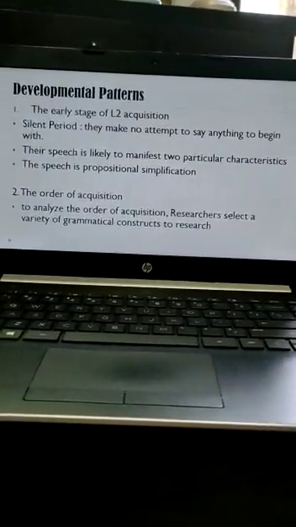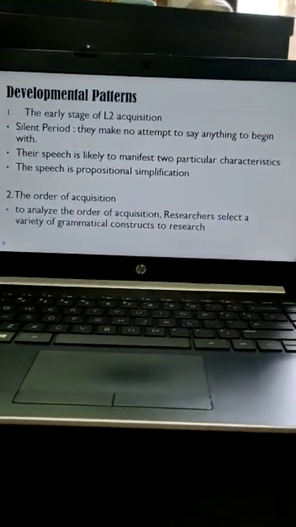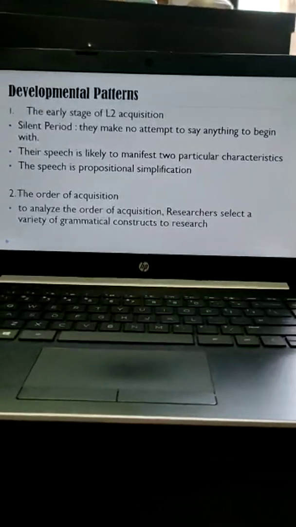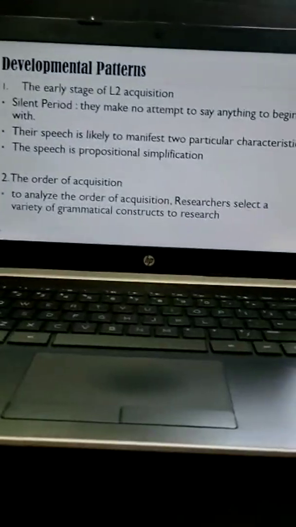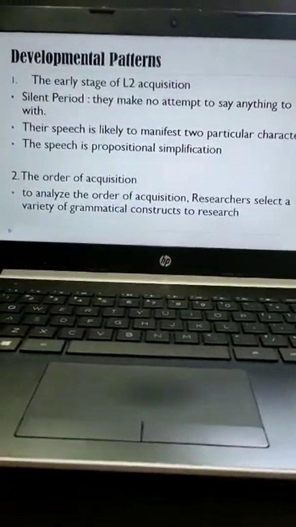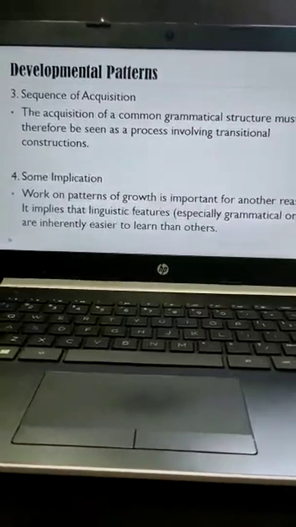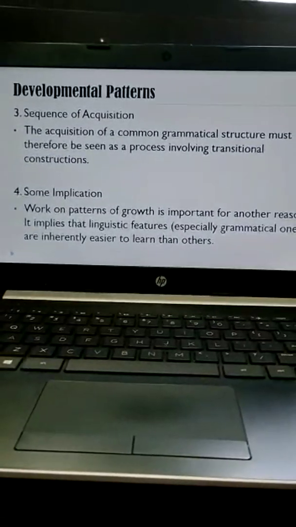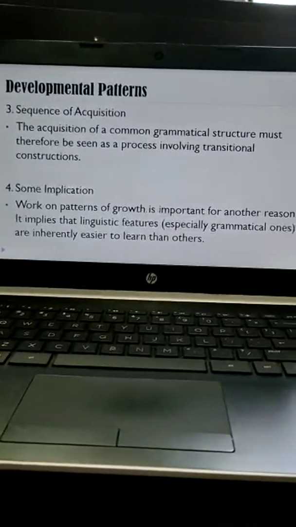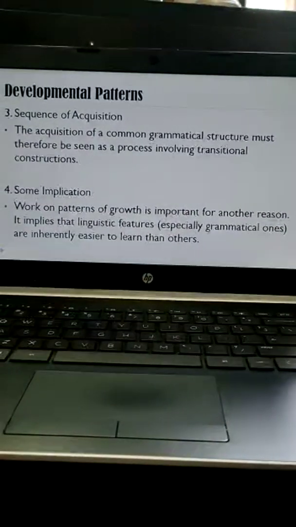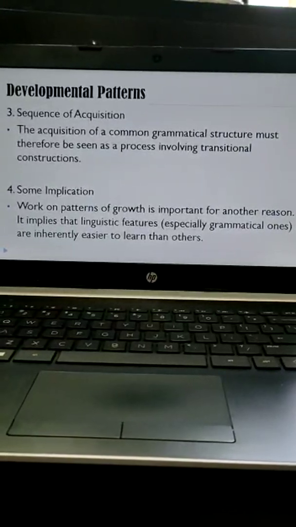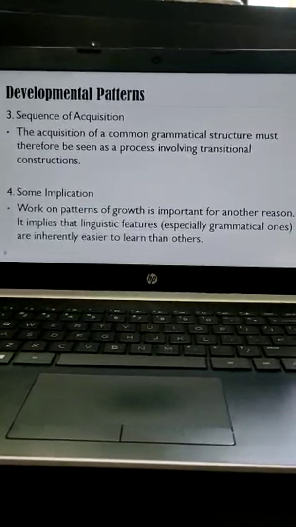And then number two, the order of acquisition. To analyze the order of acquisition, researchers select a variety of grammatical constructs to research. And then number 3, sequence of acquisition. The acquisition of a grammatical structure must therefore be seen as a process involving transitional constructions.